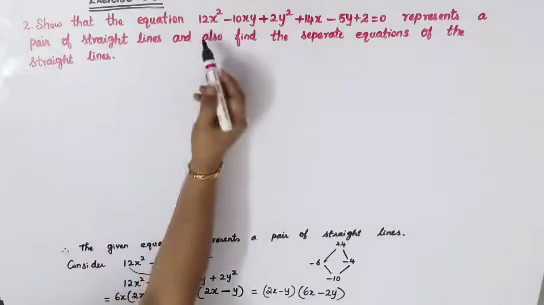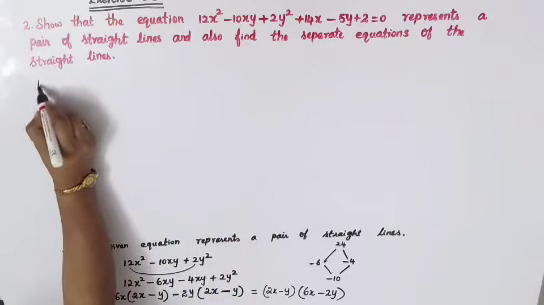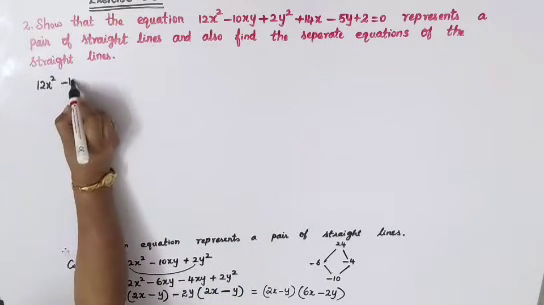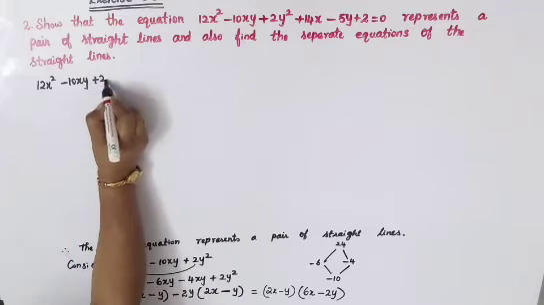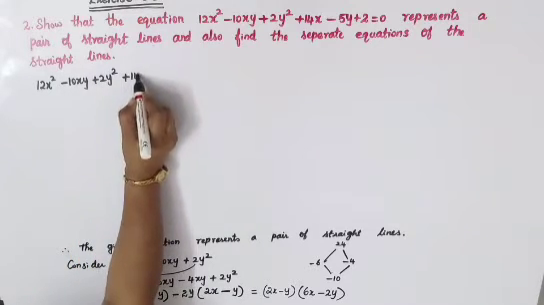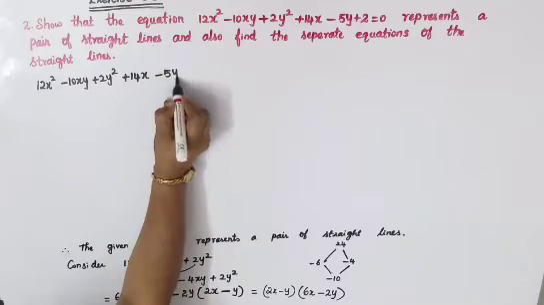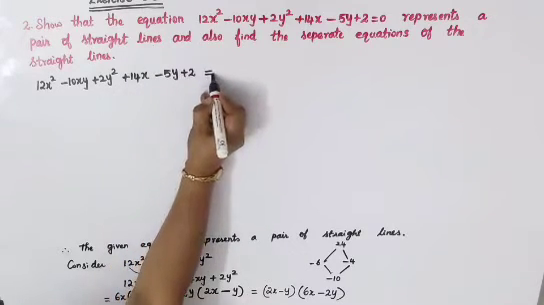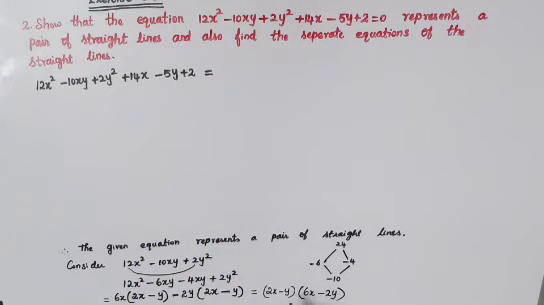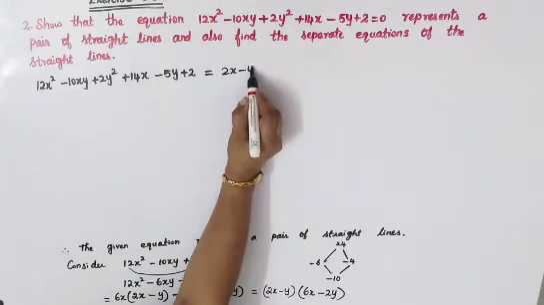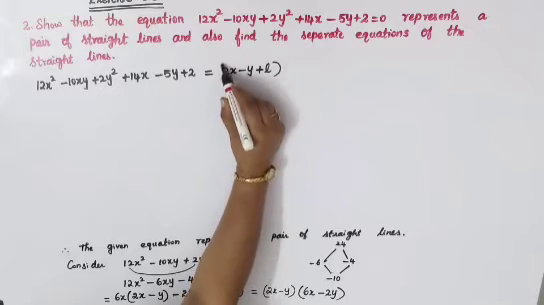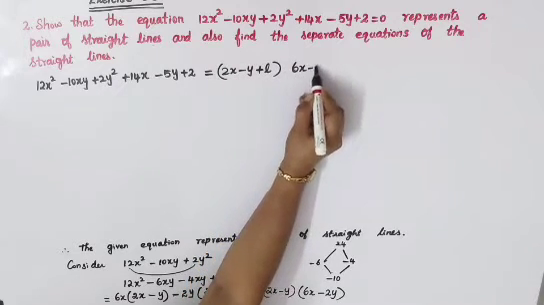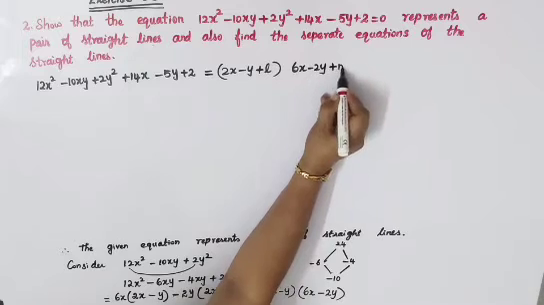So the next step is just take your question as it is and write it. That is 12x square minus 10xy plus 2y square plus 14x minus 5y plus 2, which is equal to what we have got here. With that we will have to introduce two constants. So I'll introduce with the first term L and with the second term M. Okay, so you'll get it as 2x minus y plus L into 6x minus 2y plus M.